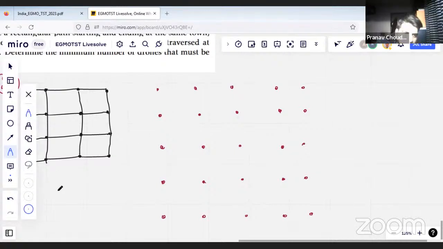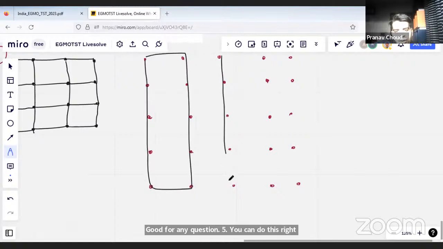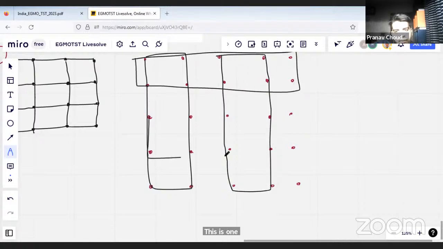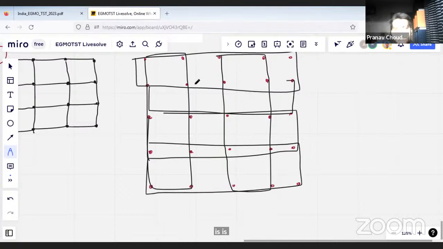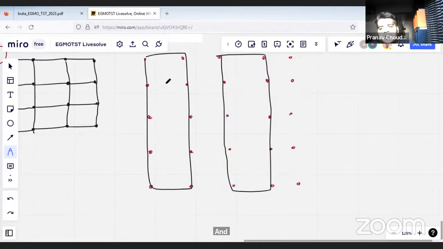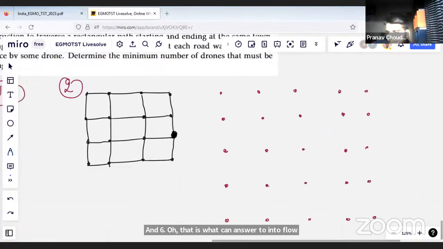Wait, for n equals 5, we can do this, right? This is 1, 2, 3, 4, and maybe this is 5 and 6. Oh, that is what Kanav said, 2 into floor of n by 2, right? Ceiling, yeah.